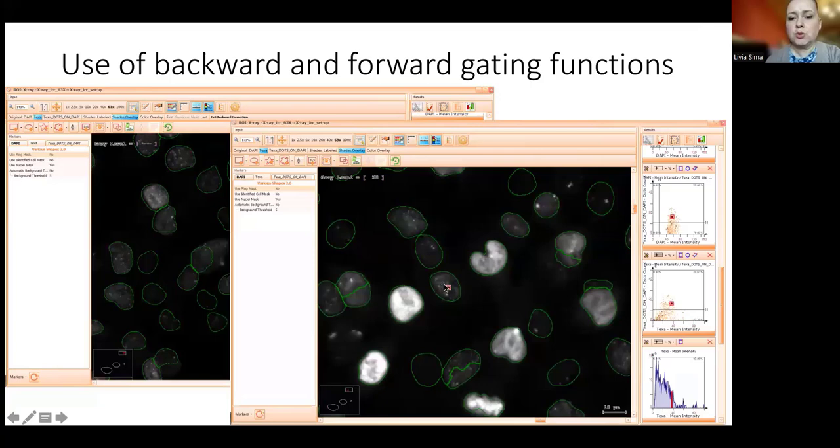Next, you can also choose forward gating by clicking on a specific nucleus and then going to the scattergrams and looking at the values to see if the nucleus is seen as a positive or negative event. Also in the histogram, this nucleus is seen at the mean intensity value corresponding to the Texas Red signal inside the nucleus.